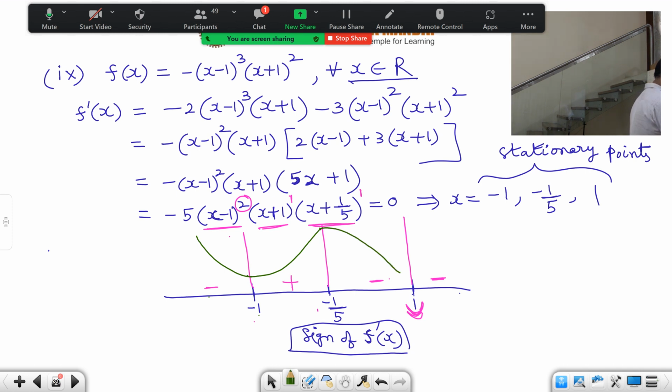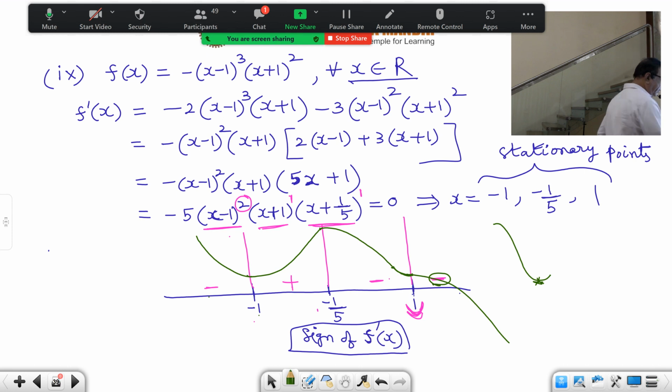Next at 1 the derivative is 0 means the curve will be flattening like this. Derivative 0 means the tangent will be parallel to x axis, so the curve will flatten like this. So we think that it will rise up again, but it is not rising. After that also the derivative is negative, so it is again decreasing. Like this I can write. Okay, now you understand? At 1 there is no local maximum, no local minimum.